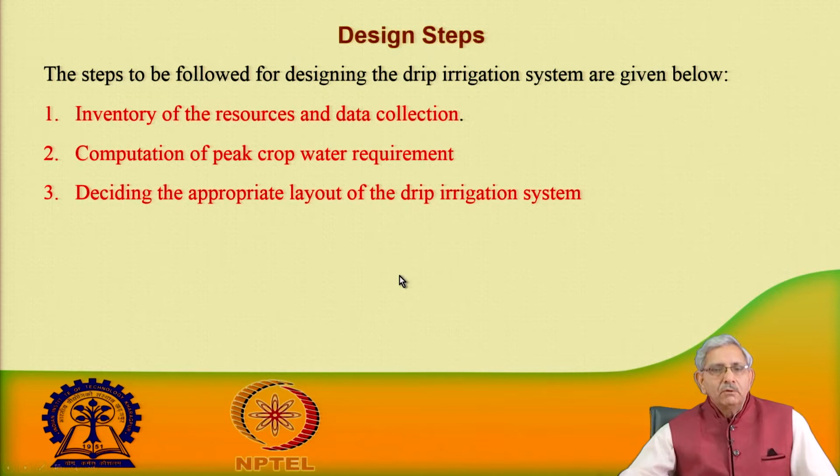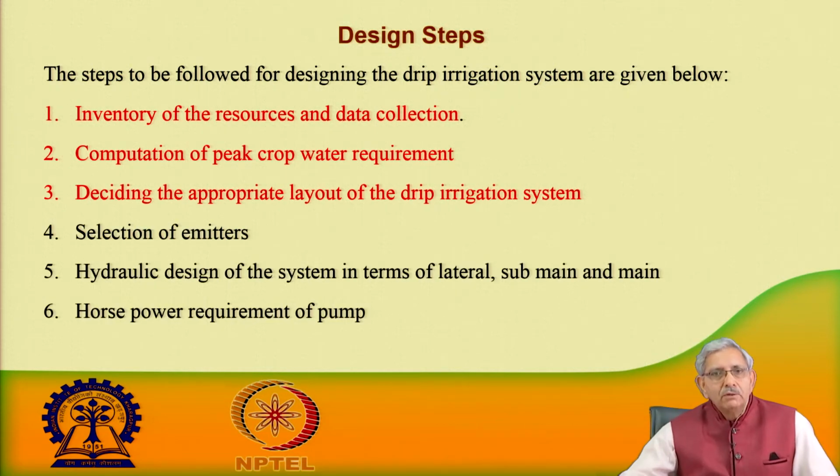Computation of peak water requirement. If we are able to get the water requirement of the crop during peak season, peak demand, or during summer month, means our system design is a conservative design which will take care of all seasons: when crop is at initial stage, when it is in maturity stage, when it is at late season stage. So, peak design will take care of that. Deciding the appropriate layout of the system, this is a topic we will discuss, what should be the appropriate layout one should follow.